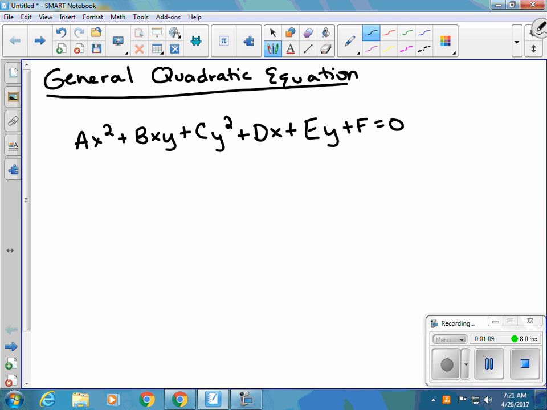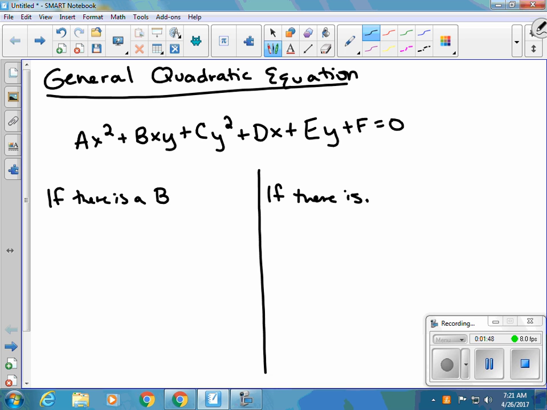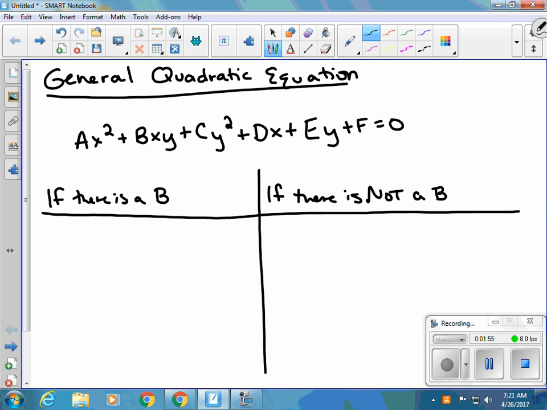Now, you can use the general equation in order to find what type of shape it is. We have not necessarily worked with the bxy, and that's just because we haven't touched base with it yet. But here's the thing. From what we know, there's two separate categories: if there is a b, and if there is not a b. And this information is going to determine how you find whether it's an ellipse, etc.